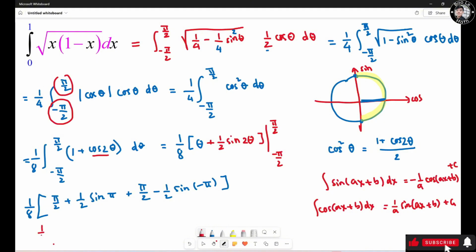So I have 1 over 8 times pi, right? Now, sine pi equals 0, right? This guy is 0. Now, sine of negative pi is going to be negative sine of pi, right? And it's still 0, right? So the final answer must be pi over 8.